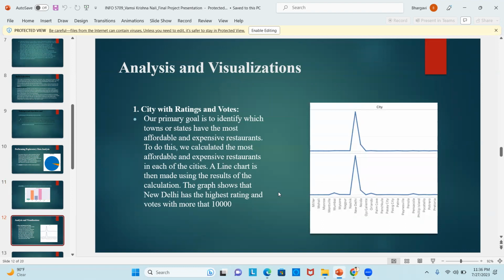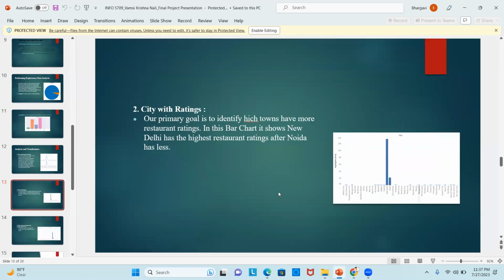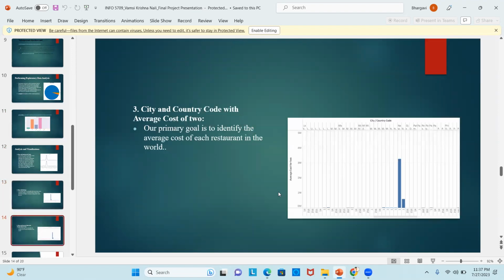The analysis and visualizations: city with the ratings and votes. Our primary goal is to identify which towns or states have the most affordable and expensive restaurants. To do this, we calculate the most affordable and expensive restaurants in each of the cities. A line chart is then made using the results of the calculation. The graph shows that New Delhi has the highest rating and votes, with more than 1 lakh. City with ratings: our primary goal is to identify which town has more restaurant ratings in the bar chart. It shows New Delhi has the highest, as you can see, and Noida has the least.